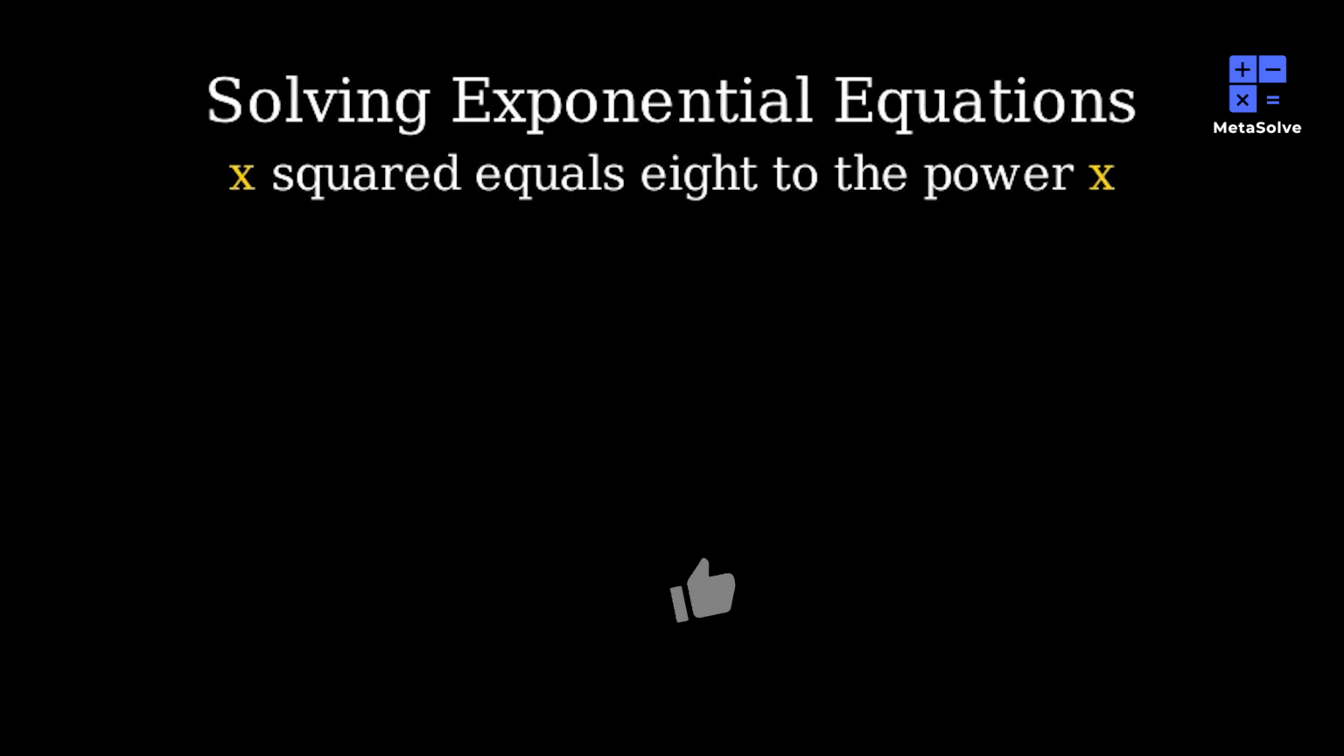Let's begin by writing the equation more mathematically. x squared equals 8 to the x. To solve for x, we first rewrite the equation in mathematical symbols. Notice that 8 can be rewritten as 2 to the third power. Let's substitute that in so the base of the exponent is consistent. The equation becomes x squared equals 2 to the 3x.